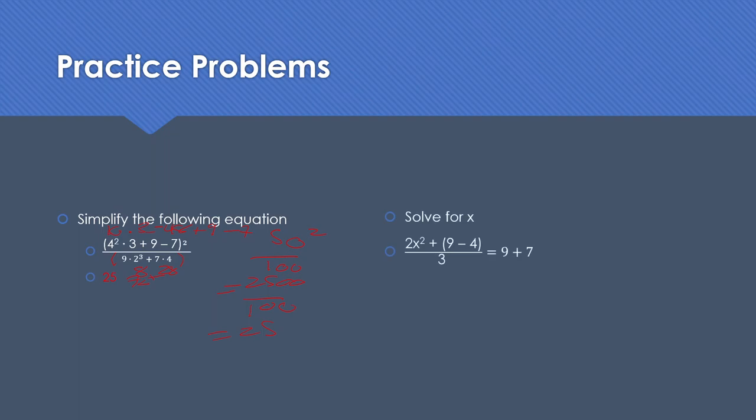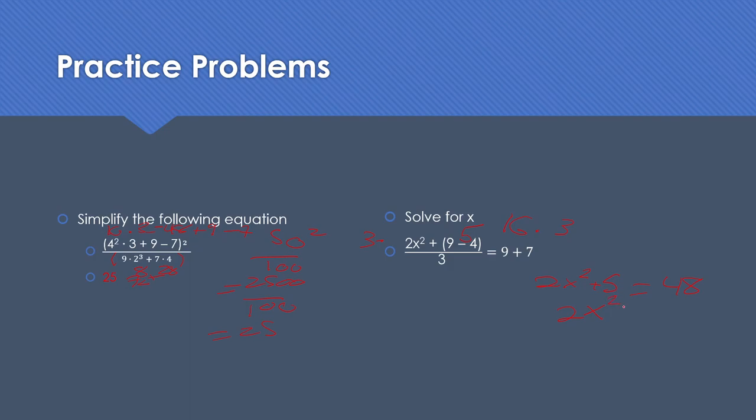Then I want you to solve for x. So pause the video and solve for x. All right, so I've got 2x squared plus 9 minus 4 over 3 equals 9 plus 7. On the right side I can simplify right away and turn that into 16. Then I'm going to multiply both sides times 3. And I get 2x squared plus, simplifying the parentheses, 5. 2x squared plus 5 is equal to 48.